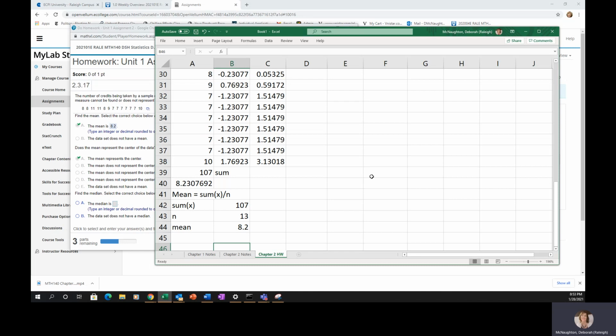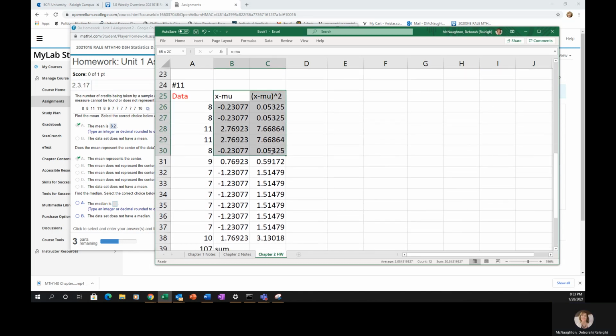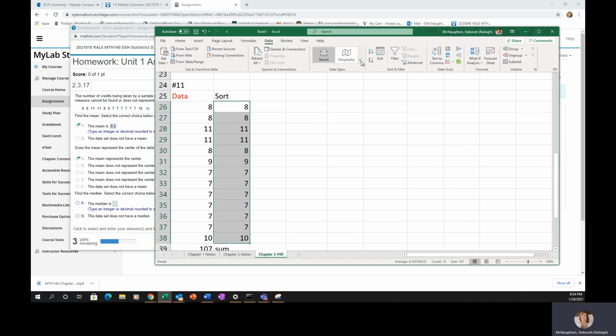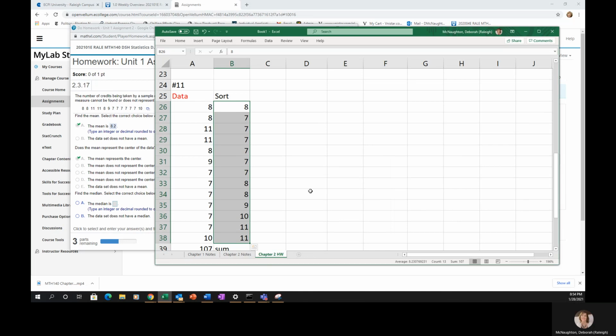And then the median is, okay, so to find the median, and I shouldn't have done this stuff. We're going to do that on the next set. To find the median, I need to sort the data. Okay, so I'm just going to move it over and sort it. So I'm going to go data, sort.